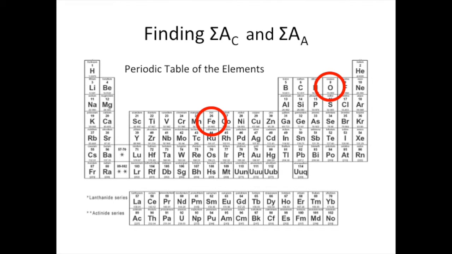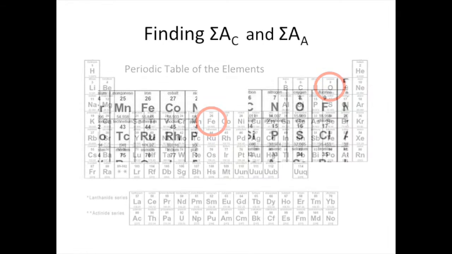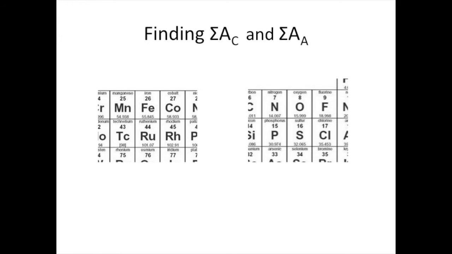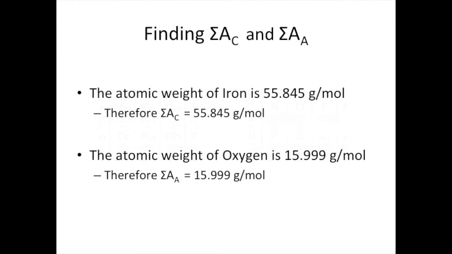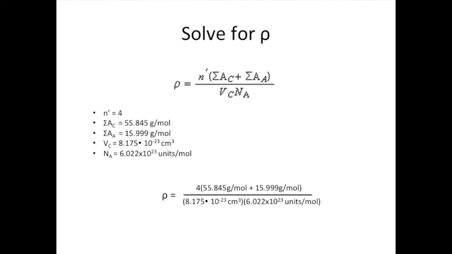Using the periodic table of the elements, we can find our last values. The atomic weight of iron is 55.845 grams per mole, and the atomic weight of oxygen is 15.999 grams per mole. These correspond to the sigma A sub C and the sigma A sub A values. Since everything needed to calculate the theoretical density of FeO is acquired, just plug in the numbers and do the math to find that the theoretical density rho of FeO is 5.837 grams per centimeter cubed.